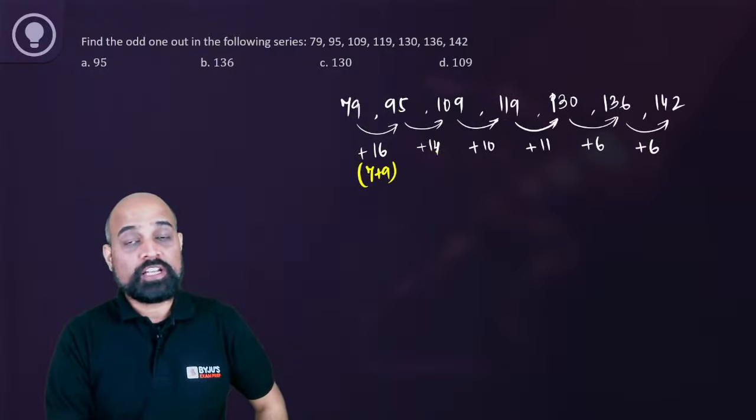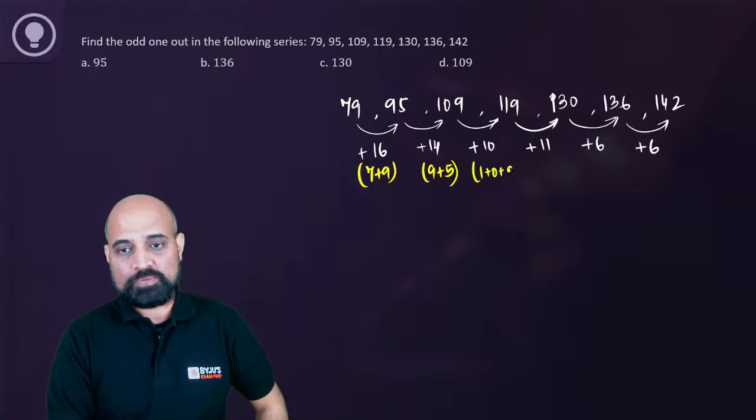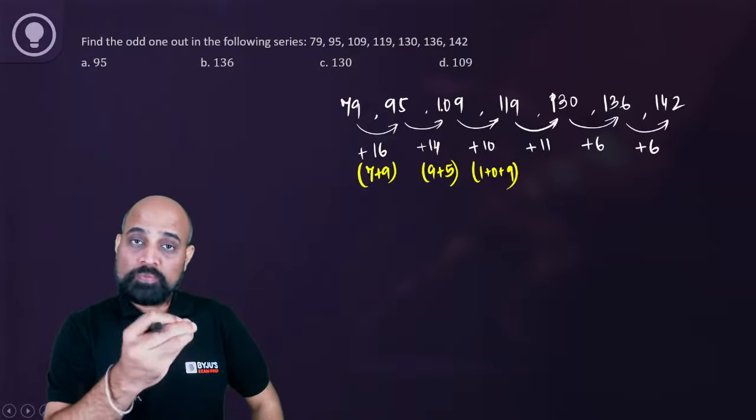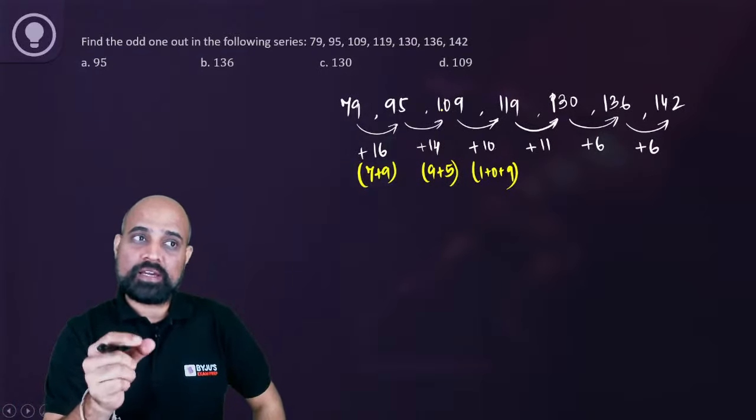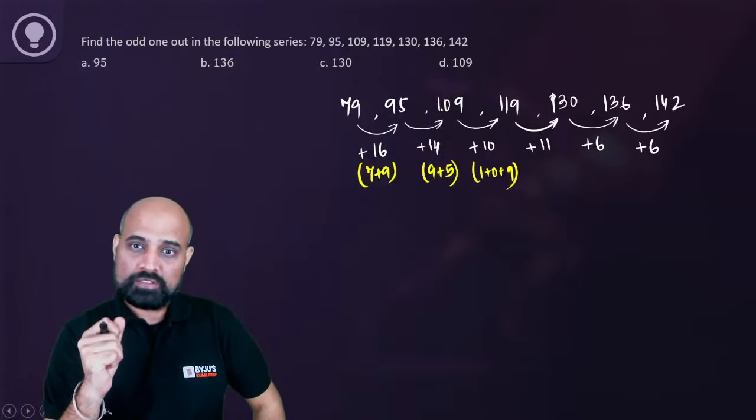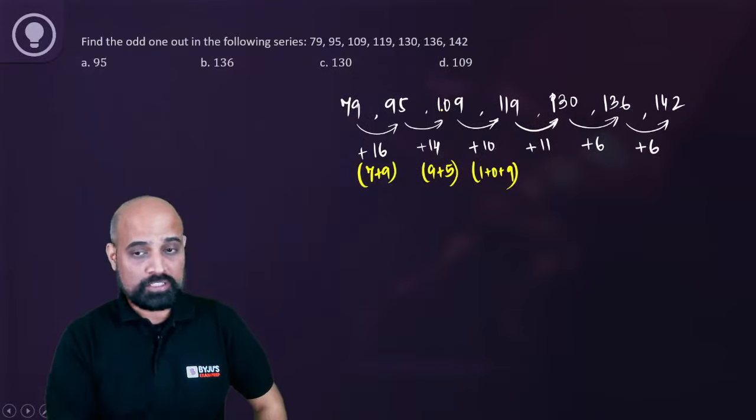What is this 14? 14 is actually 9 plus 5. What is this 10? This 10 is actually 1 plus 0 plus 9. As in the number that we have, उसमें आगे कितना जाते हैं? We only move that much ahead, which is same as the sum of the digits of that number. Not digital sum, but sum of the digits.